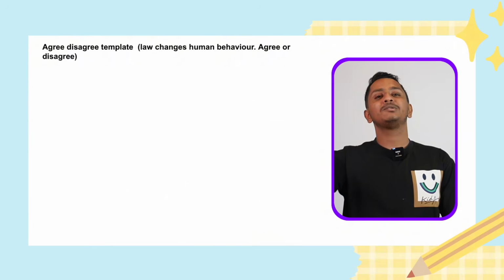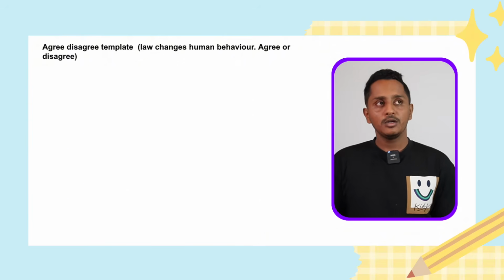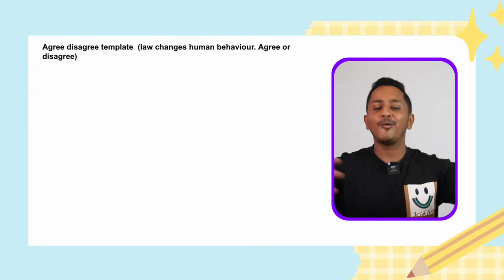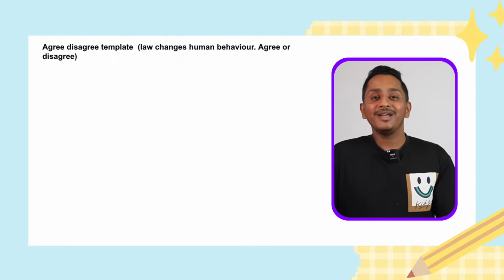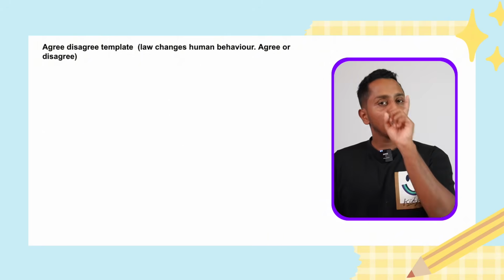Usually: law changes human behavior. Do you agree or disagree? Do you like chocolate or ice cream? I like both. No, only one of them you can like, because the question is written in a way that you cannot answer both. So it's one thing that you choose.